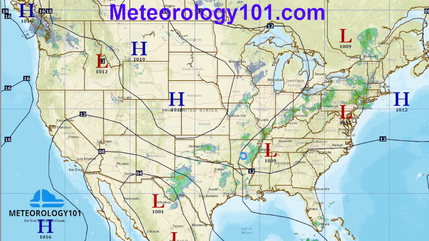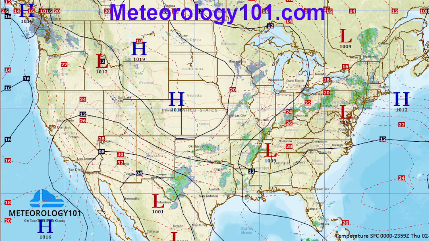Let's go ahead and throw the isotherms on here so we can see where any advection is. So we do have a little bit of warm air advection in that area. It's pretty weak, but it is there. So you could put maybe a little cold, warm front coming out of that. Not much advection going on to the west.